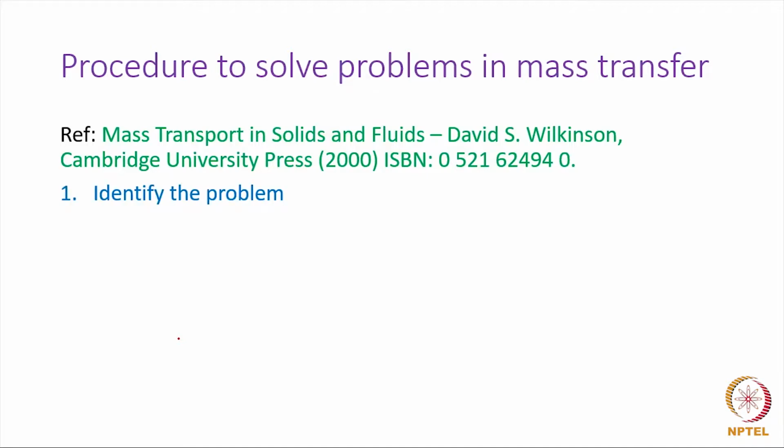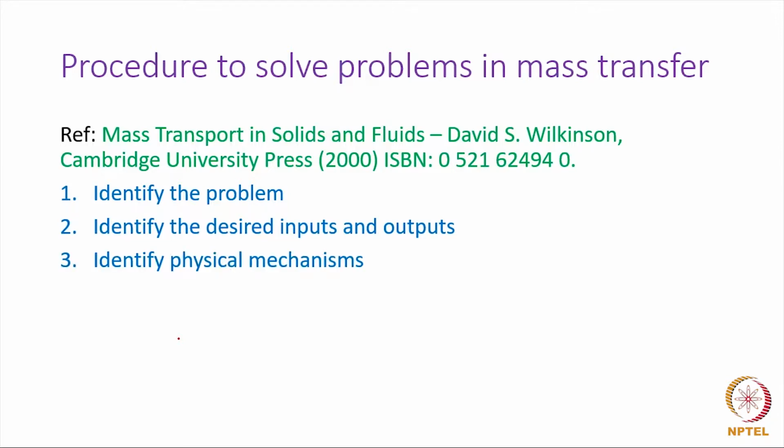First, we have to start the procedure by identifying the problem, that is, to remove extraneous information and write down what exactly is the problem being asked. And then we identify the desired inputs and outputs. That is, basically we are making the problem a well-defined problem from an ill-defined situation. Identify the physical mechanisms. Target the precision. By this we mean to what accuracy we need the output.